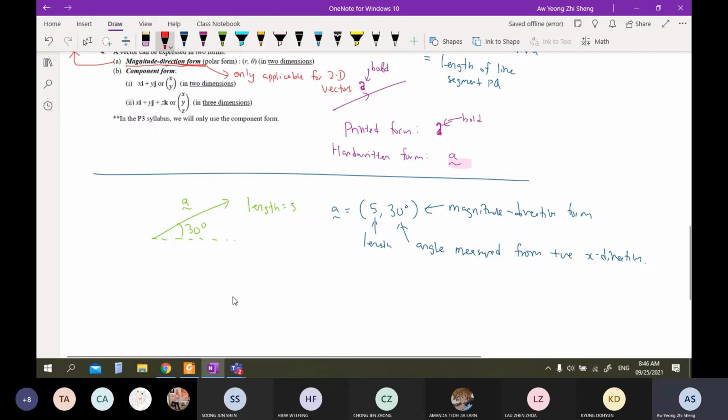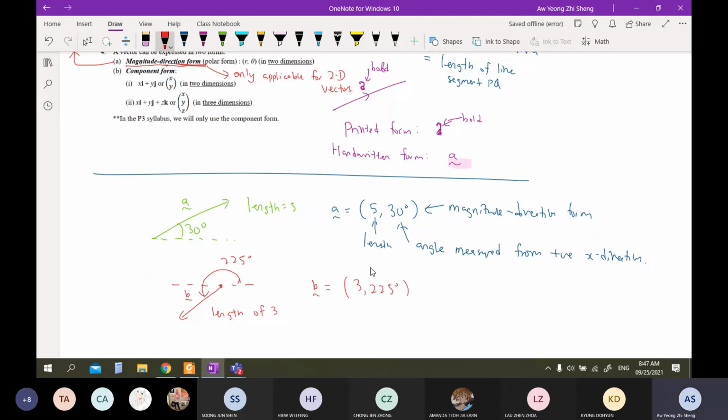Another example: if you have this angle here, let's say it is 225, measured from the positive x direction. Positive x direction means the right-hand side direction. And let's say this has a length of 3. And this is a vector b, then we can write b is equal to (3, 225 degrees), in magnitude direction form.